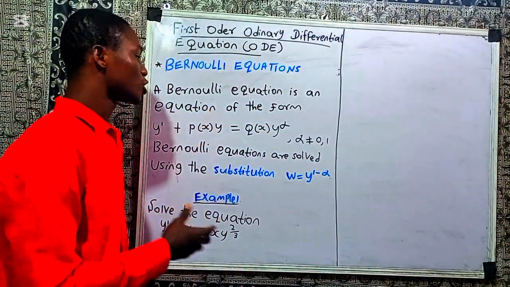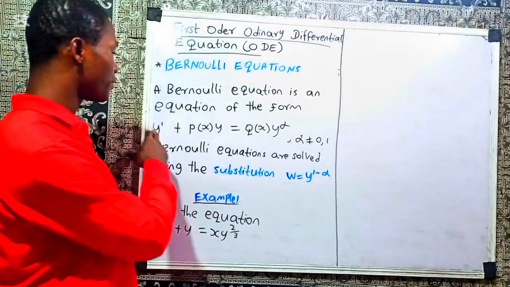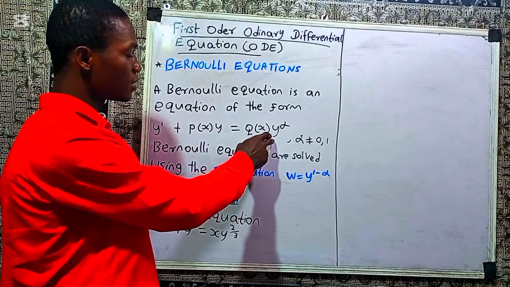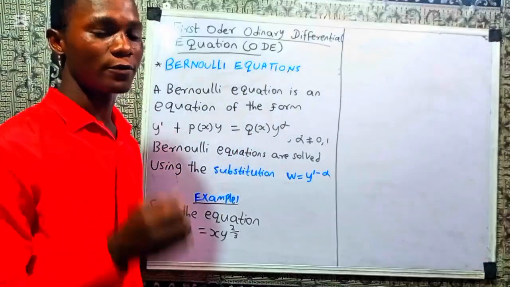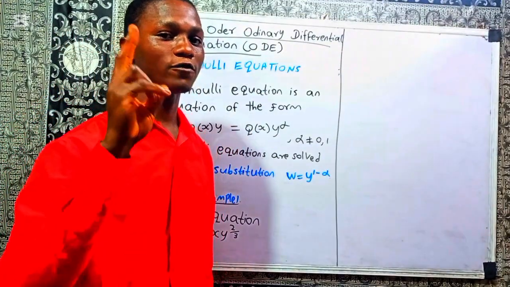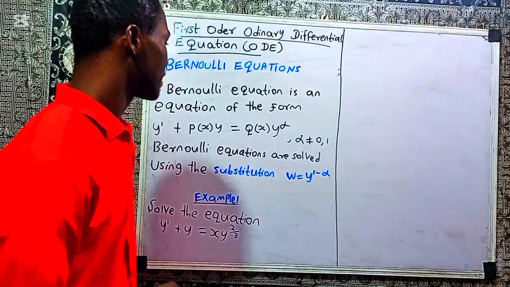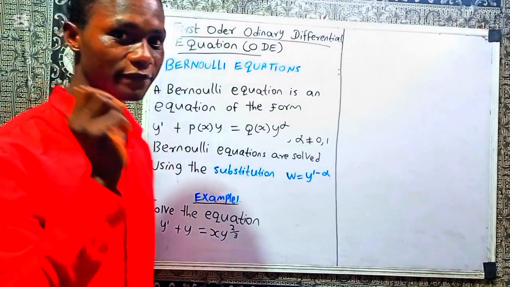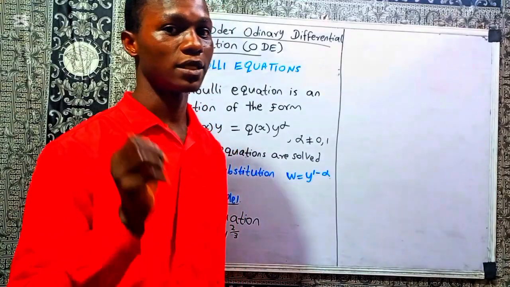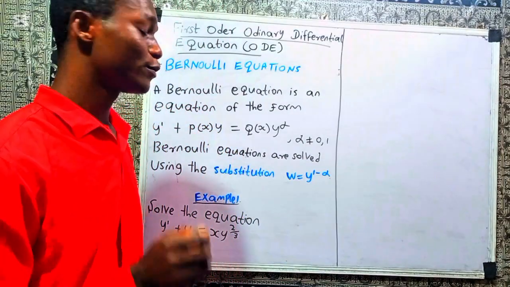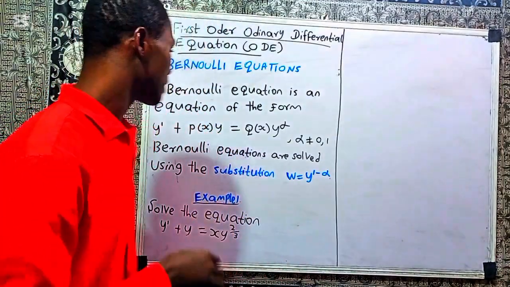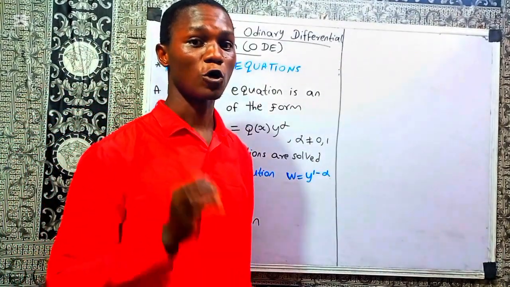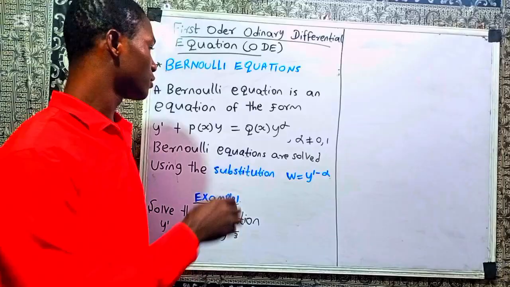Now, a Bernoulli equation is an equation of the form y prime plus p of x y equals q of x y raised to power alpha. Now, in a Bernoulli equation, you are going to have what? Three terms. The first term is a term with what? The first derivative of the dependent variable. The dependent variable is always the one having derivative sign. That's this y prime. Then the other two terms contain the dependent variable y.